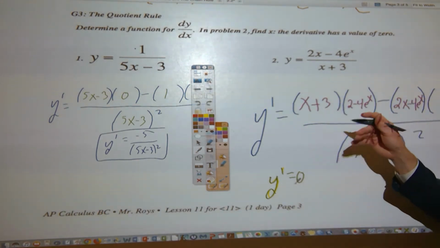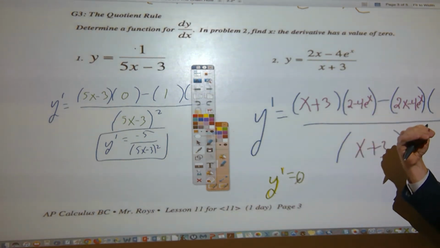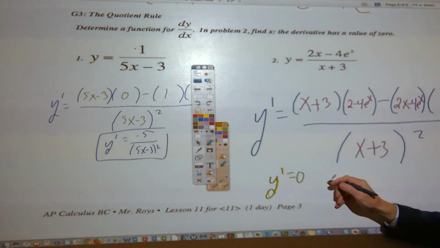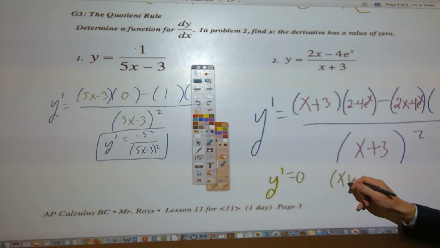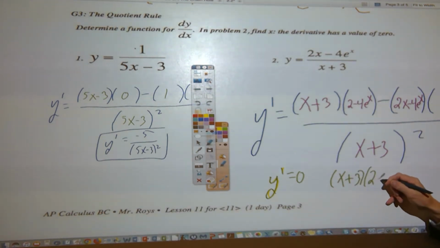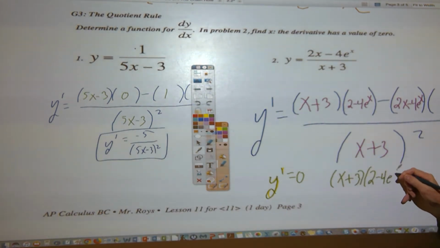So if you had to solve for x to find the point at which there's a horizontal tangent line, you would have to set up the equation (x plus 3) times (2 minus 4e to the x) minus (2x plus 4e to the x) is equal to 0.